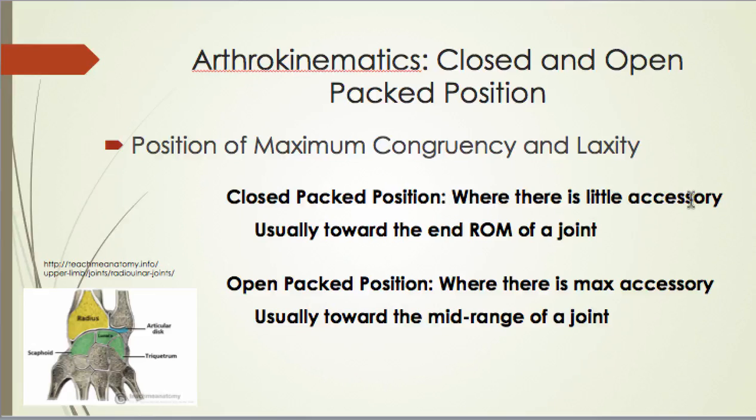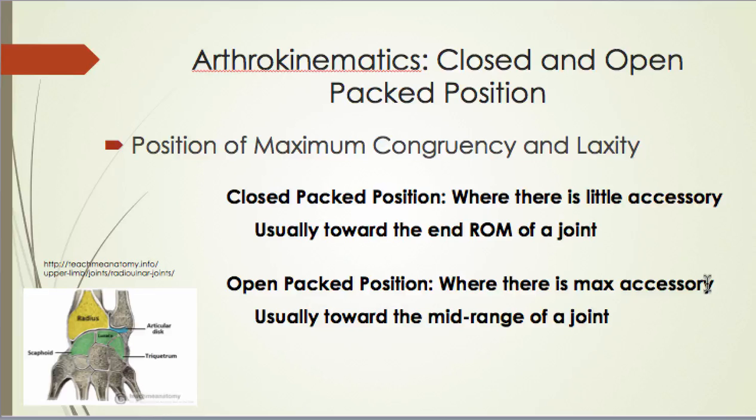We talked about the knee a little bit ago. So if the knee is in full extension, there's not a ton of accessory movement that we can impose upon the joint. The closed pack position is usually towards the end range of a joint motion, where the open pack position is where there's maximum accessory motion. So there's a reason that we do the Lachman test for the knee, looking for ACL laxity in 20 to 30 degrees of knee flexion, because that is the open pack position of the knee joint.